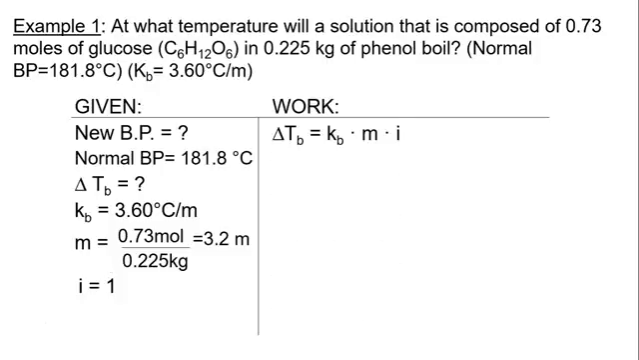Start plugging that into the equation. The change in the temperature of the boiling point. Notice it has a subscript B now. That's because we're changing the boiling point. Is equal to the molal boiling point constant times the molality times the Van 't Hoff factor. Plug everything in.